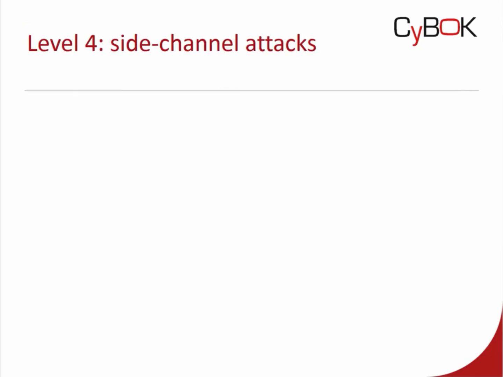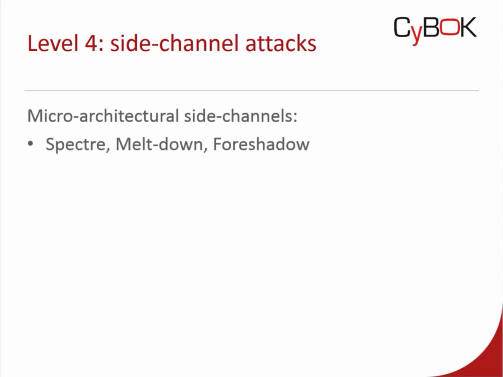Then we go one level down. One level down is what I call side-channel attacks. That's really at the microarchitecture level and at the circuit level. In side-channel attacks, there are a few major categories. One is the microarchitectural side-channel attacks. Examples are Spectre, Meltdown, Foreshadow. They abuse the fact that computer architectures are optimized for performance, but they're not optimized for security.